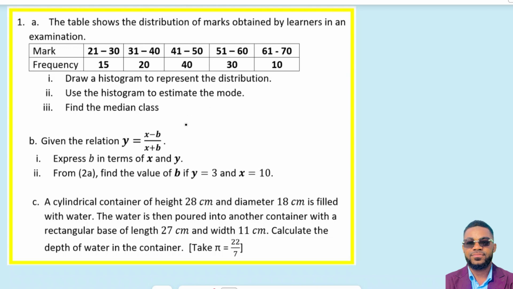Now let's answer these questions. The first question is: the table shows the distribution of marks obtained by learners in an examination. And these are the marks. You see they are grouped. This is grouped data.